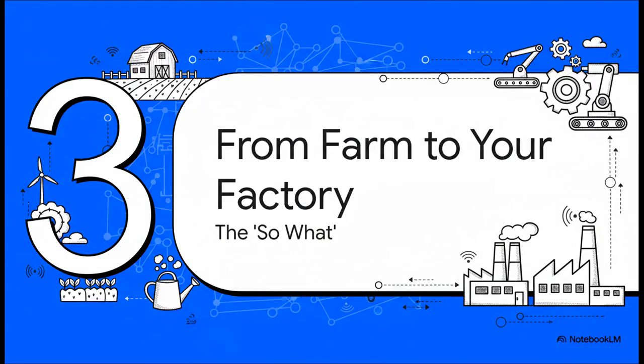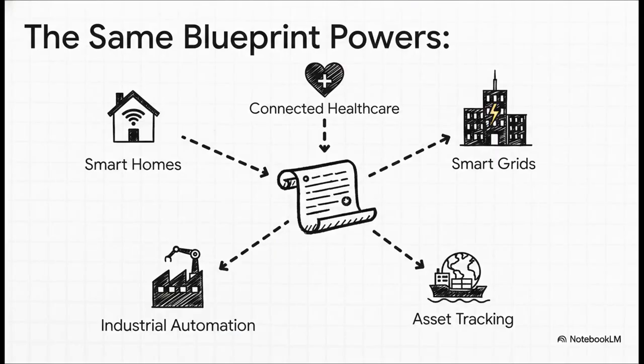Okay, so why does understanding this one smart farm example matter so much? What's the so what here? Well, it's because the exact same blueprint, the same fundamental architecture, powers nearly every IoT system you can think of. And this is what's so brilliant about a strong architecture. The system that decides when to water a field is, fundamentally, the same one that manages your smart home, automates a factory floor, helps balance a city's power grid, or tracks a valuable shipment across the entire globe.